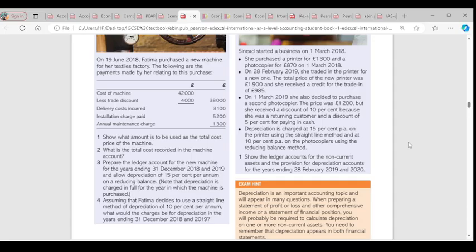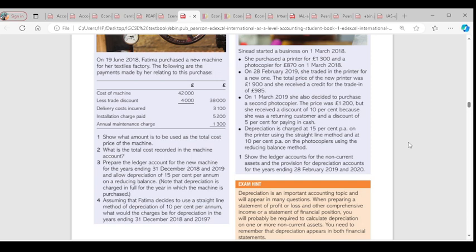Now they said prepare the ledger. What is the total cost recorded in the machine account? Yes, we did that. It's 46,300. And then I prepare the ledger account. It said prepare the ledger account for the new machine for the years ending 31 December 2018 and 2019, and allow depreciation of 15% per annum on reducing balance method. So we have 2018 and 2019 depreciation value.